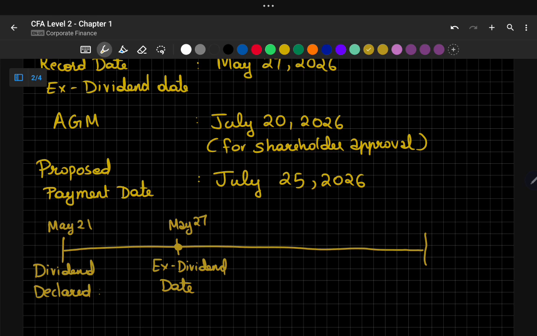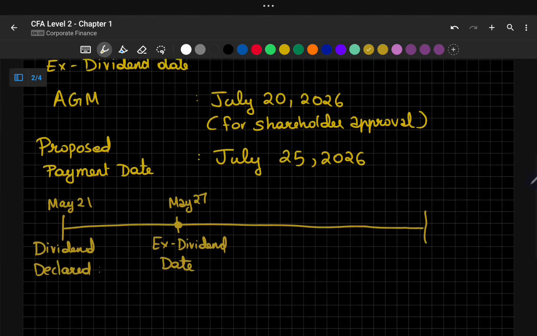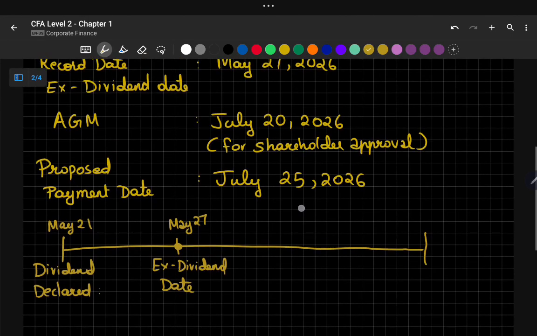So, if I buy the shares on May 27th, I won't receive the dividends, but the person from whom I bought the shares would receive the dividends because that person's name would be on the record as of May 27th due to the T+1 settlement cycle. So May 27th is the ex dividend date.